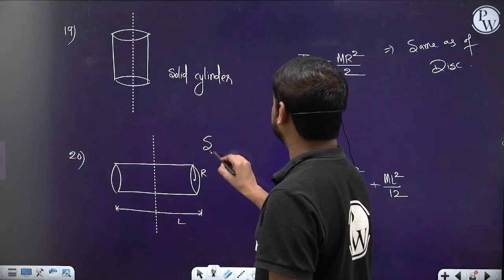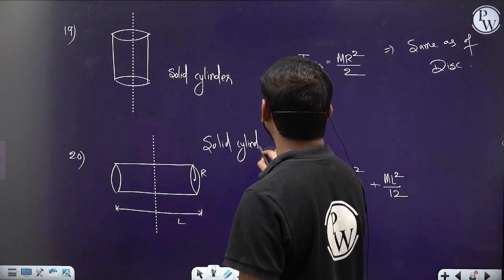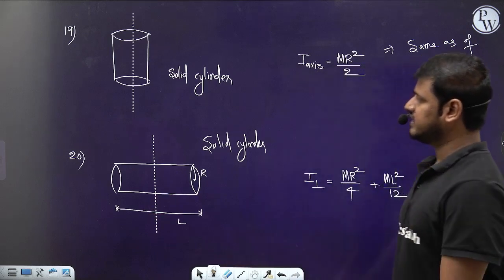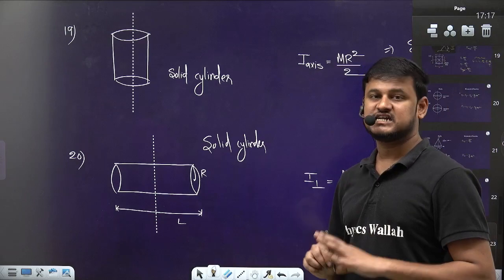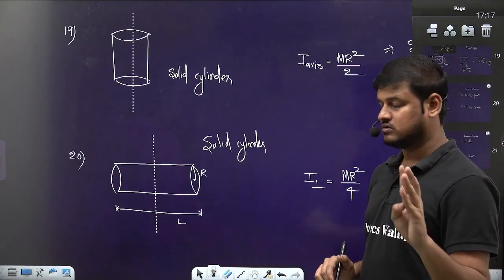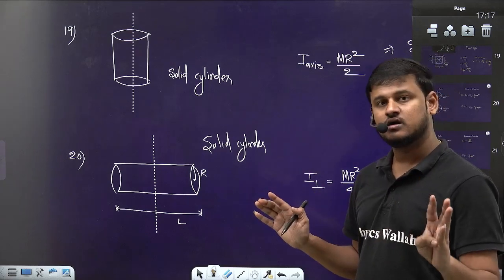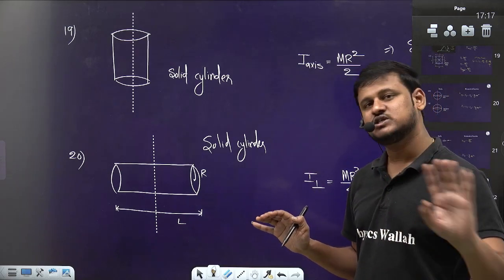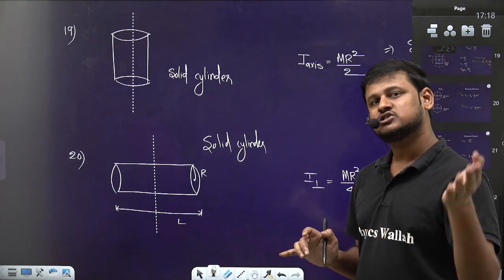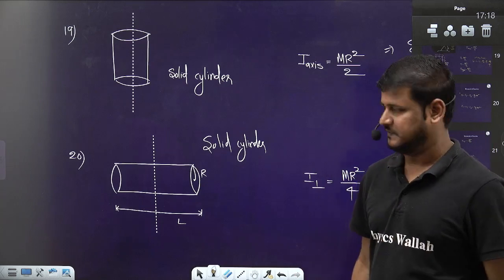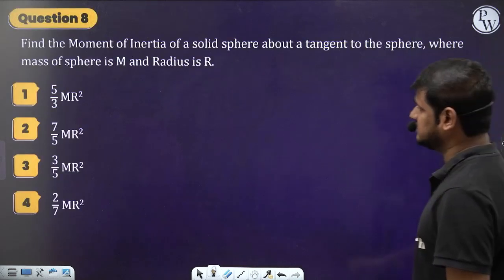This is also a solid cylinder. So these formulas everyone should remember. All these moment of inertias of different bodies, especially the hollow sphere and solid sphere, hollow cylinder and solid cylinder, and then rod, ring and disc. These are very important mainly. Then rectangular lamina, triangular lamina, square. All these you have to remember. Okay, chalo, take this question.